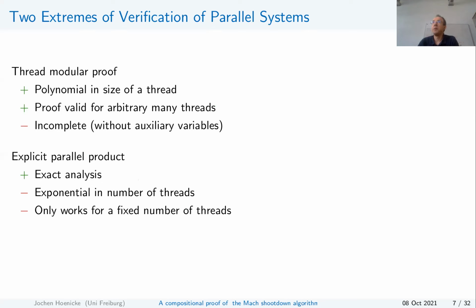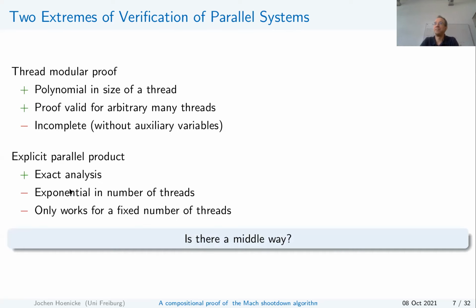And the second proof method is this explicit parallel product, where we have this exact analysis. It's exponential in the number of threads. And we only have to prove it for a fixed number of threads. So if we want to show that it's okay with 10 customers, we would need to prove it for these 3 to the power of 10 states and find these invariants for this. And this is very difficult. So is there a middle way, a better way, a way to combine these two approaches? Maybe. And this is where our method comes in, this thread modularity on many levels.